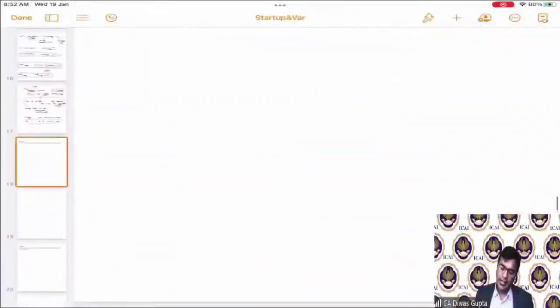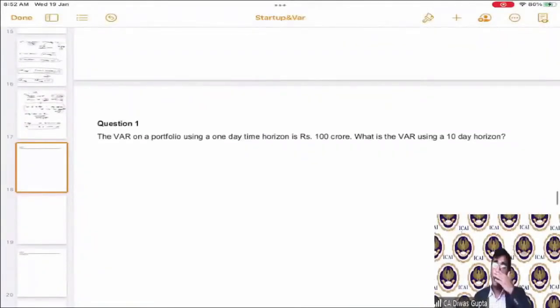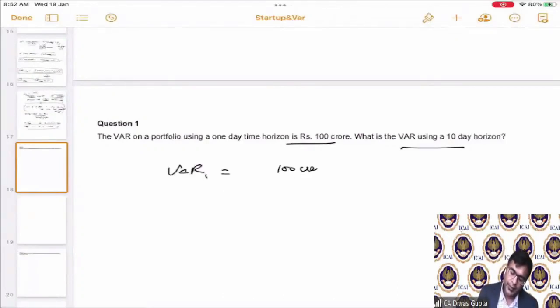And the meaning we already discussed. Now let's see the questions so that all of your understanding will be stronger. So VaR on a portfolio using a 1 day time horizon is 100 crore. What is the VaR using a 10-day horizon? Simple. So they are saying VaR for 1 day is equal to 100 crores.